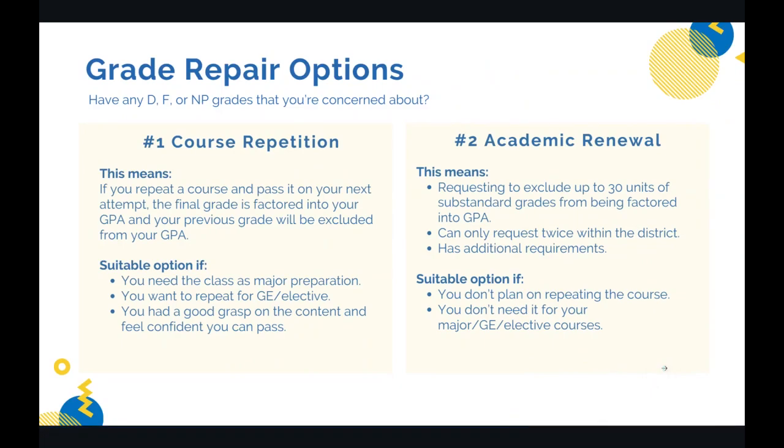Grade repair options. Have any D's or F's or NP grades that you're concerned about? Well, we have some options for you. Course repetition would be the first one. This means if you repeat a course and pass it on your next attempt, the final grade is factored into your GPA, and your previous grade will be excluded from your GPA.